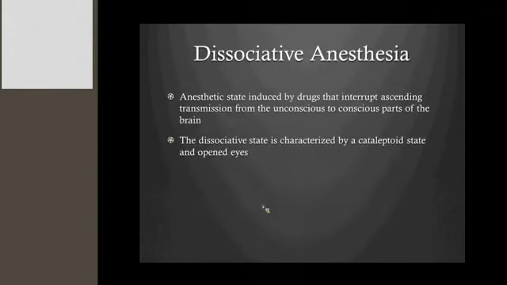So the important thing to remember about the dissociative anesthetics is that the anesthetic state that's induced by these drugs interrupts the ascending transmission to parts of the brain. So basically, you're separating your higher brain functions from your lower brain functions. The dissociative state is characterized by what's called a cataleptoid state and open eyes. So basically, you just sort of sit there and you stare off into space. And if you ever see cats that have been given ketamine, that's exactly what they look like. They just look like they're staring off into nothing.